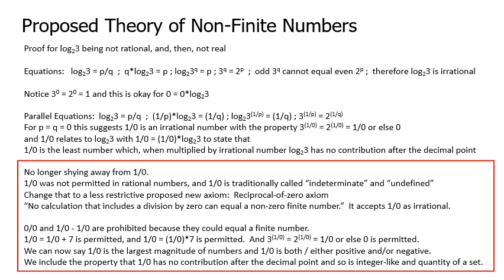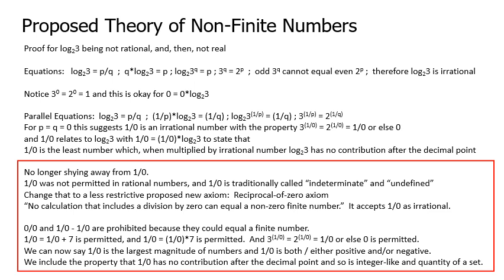By making division reciprocal of 0 an irrational number, we are no longer shying away from it. Division reciprocal of 0 is both positive and negative because of the 0 in the denominator. A second property is that division reciprocal of 0 is the largest magnitude of numbers. To formally accept these two properties, along with the calculations using addition, multiplication, and exponent, we propose a new axiom of reciprocal of 0, for which no calculation that includes a division by 0 can equal a non-zero finite number.